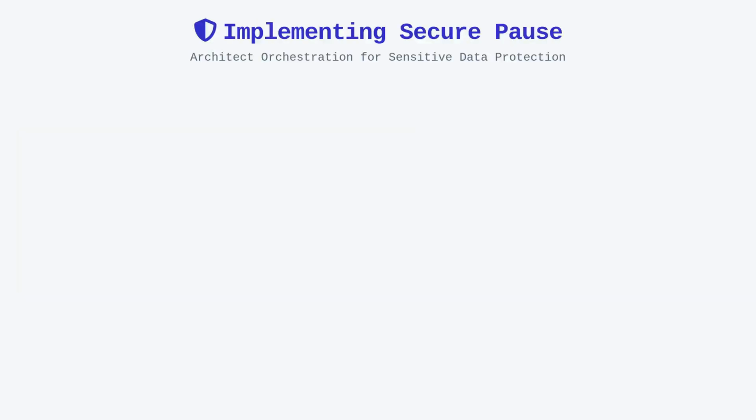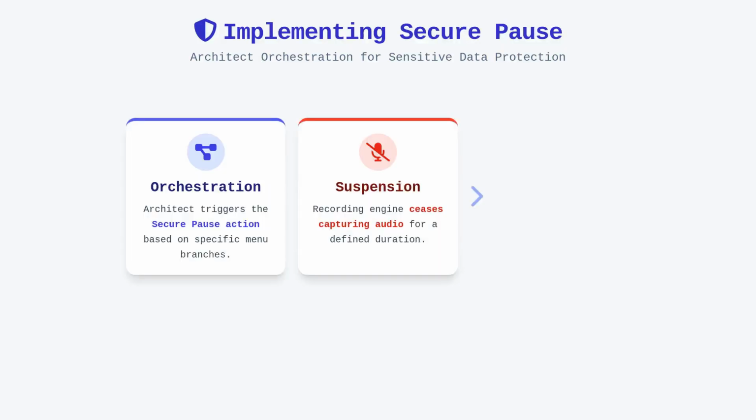To implement this through Architect, we utilize the secure pause action within an inbound or outbound flow. This action effectively instructs the recording engine to cease capturing audio for a defined duration or until a specified event occurs within the interaction. Architect acts as the orchestration layer here, where we can define precisely when to enter a secure state based on the specific menu branch the customer has navigated.